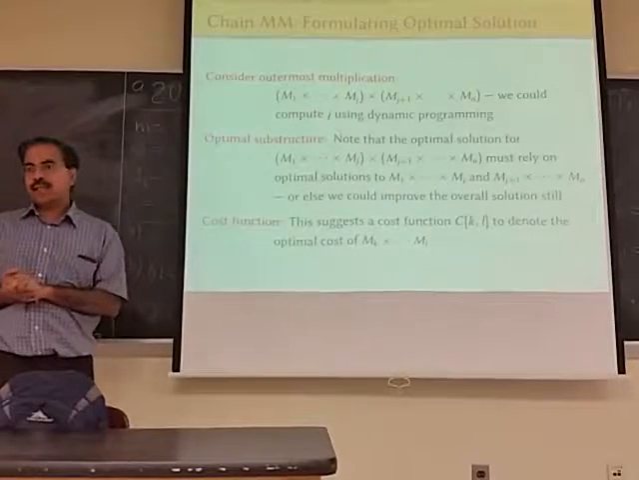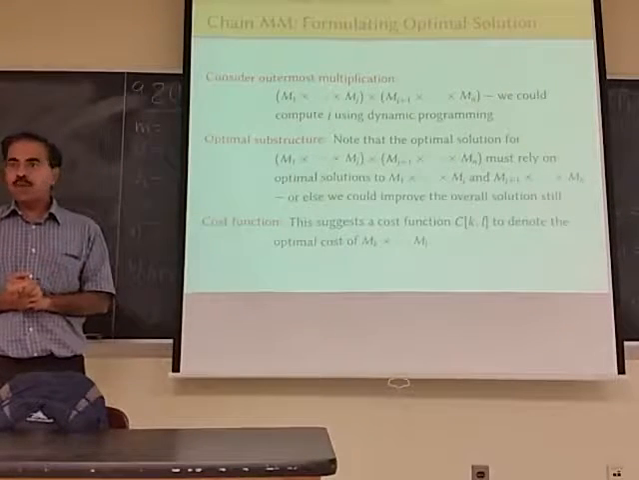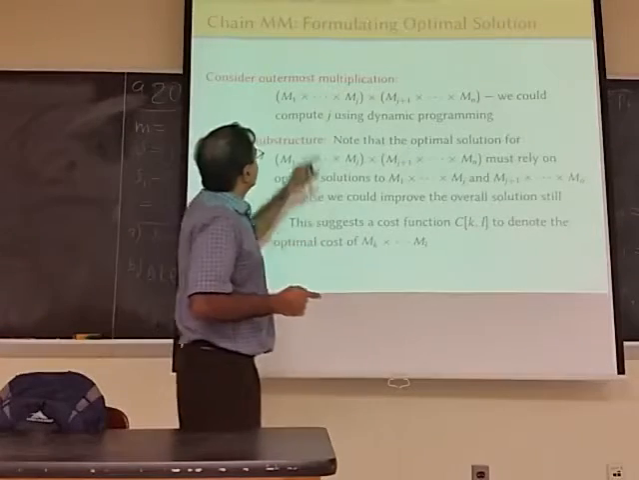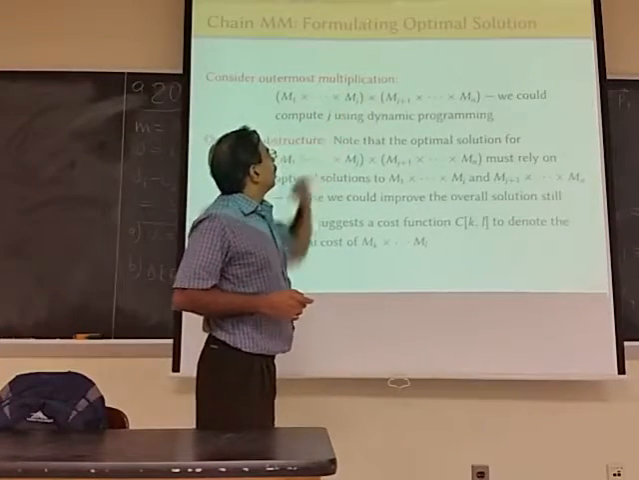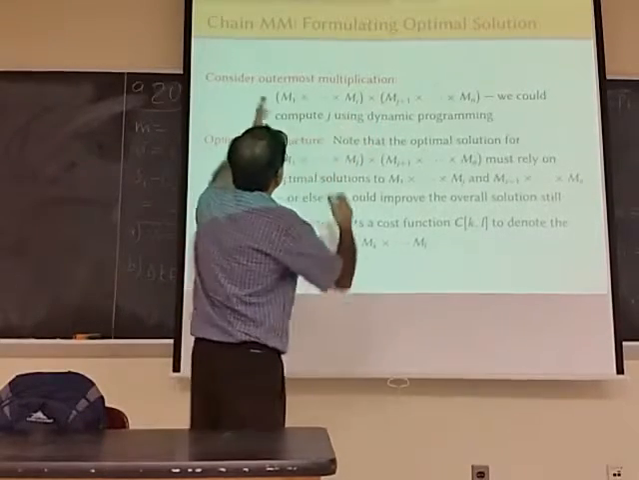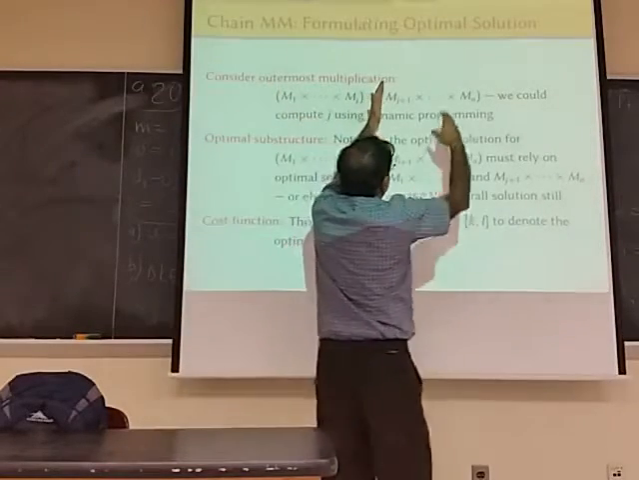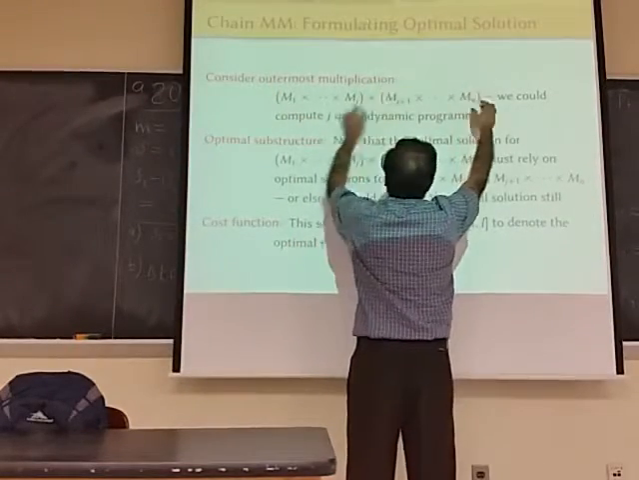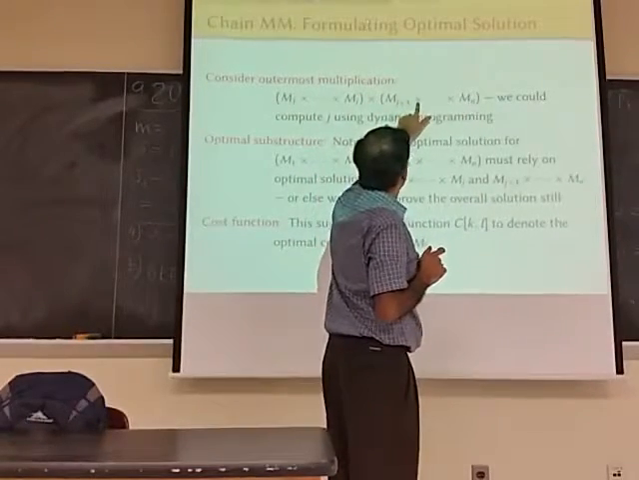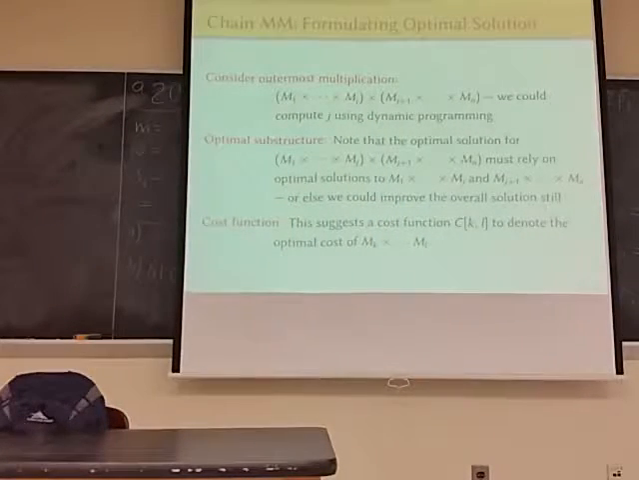And we can think about it recursively. So you can say, well, what is the outermost multiplication we are going to perform? Let's say you're going to split between j and j plus 1. That means you're first going to compute the product of m1 through mj, and somehow compute mj plus 1 through mn. This will result in one matrix, and that will result in another matrix, and you're going to multiply the two. Right? So this is what you're going to do.